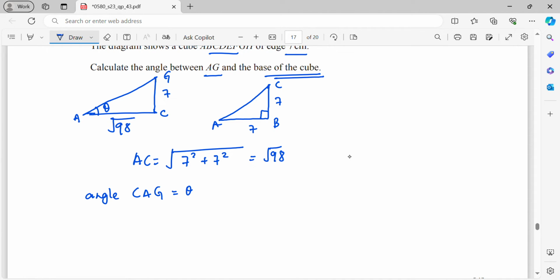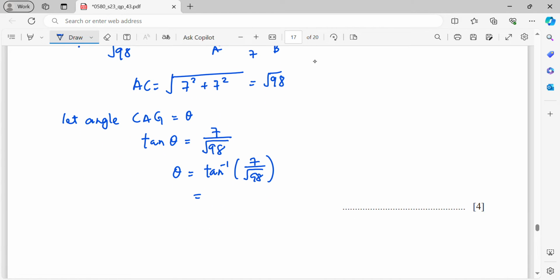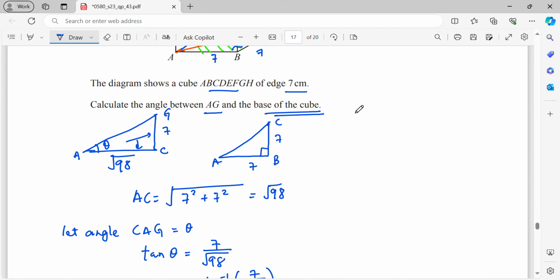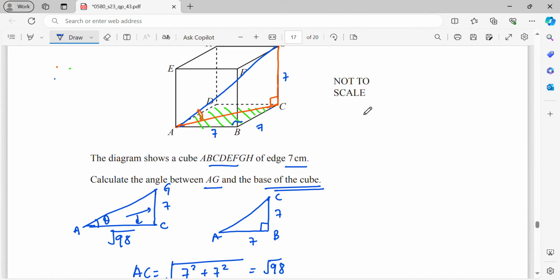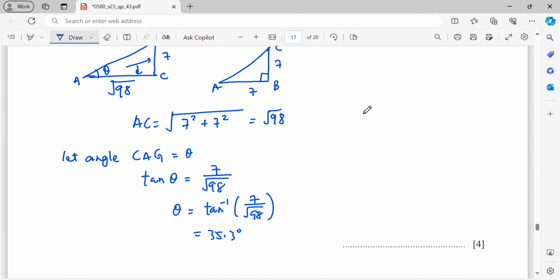Okay, let this be theta. So now I have opposite and adjacent sides. Therefore, tangent theta equals 7 over square root 98. So now my theta is going to be inverse tangent of 7 over square root of 98. And this is 35.3 degrees. That is the angle between the line AG and the base. Okay, so that's the solution of this question.